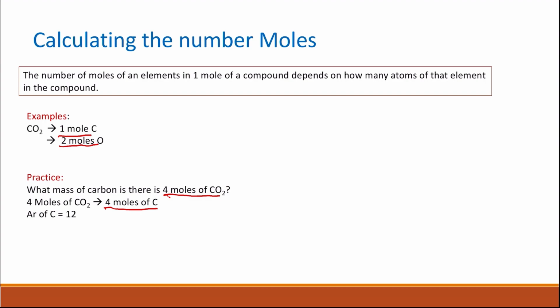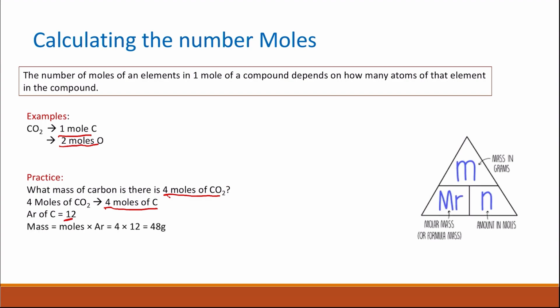Now, the relative atomic mass of carbon is 12. So we can use the formula triangle now to calculate the mass, because the mass will equal the relative atomic mass of carbon times the number of moles. And we know that the number of moles is 4 because there are 4 moles of carbon, and the relative atomic mass of carbon is 12. So 4 times 12 is 48 grams.